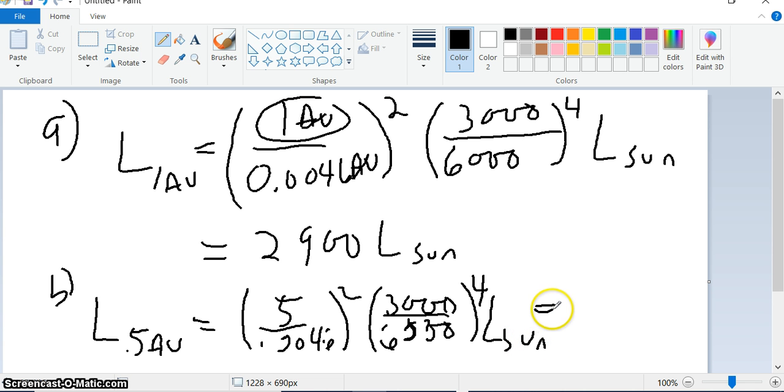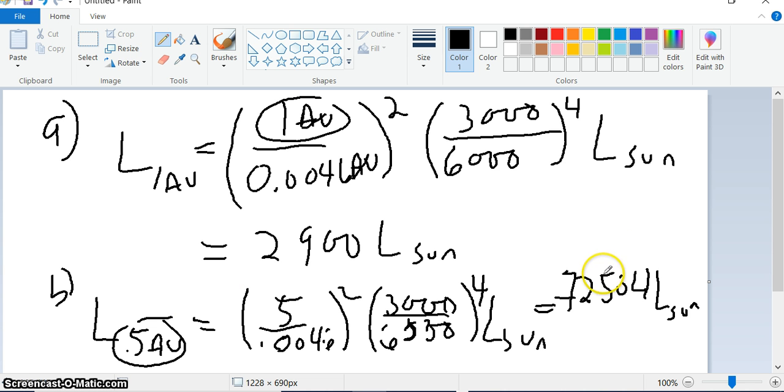So what does that number come out to be? All right, let's figure that out. This turns out to be 72,503.6 or something like that. Anyhow, we could call it 72,504. That's perfectly fine, times the luminosity of our sun. So this is when it's 5 astronomical units, when it's expanded to about the orbit of Jupiter. Notice that in the first case it's just under 3,000, and in case B it's roughly 72,500. All right, let's do the next problem.